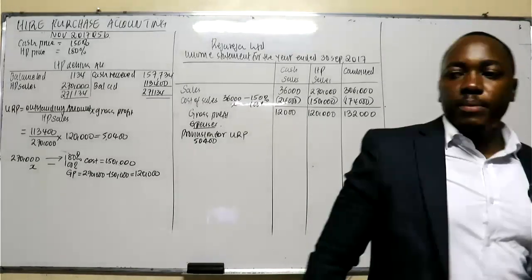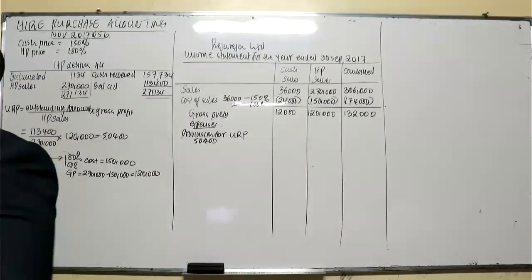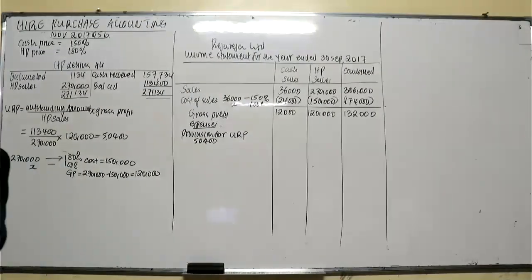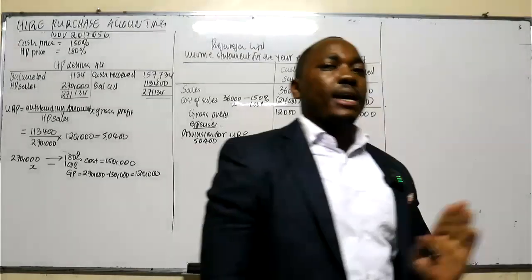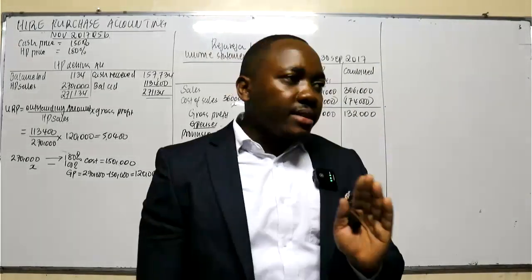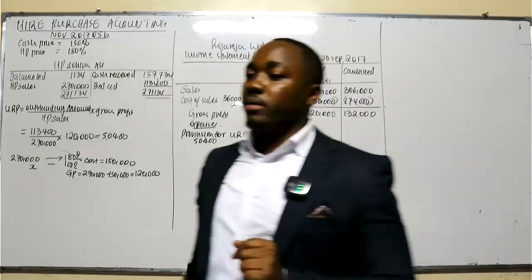Can you go back to the format where you prepared the provision for unrealized profit account? Yeah, we say that the opening balance will be on the credit side. Then you compare against the closing balance. The balancing figure is what you take to the P&L, the increase. Let's go to the trial balance.